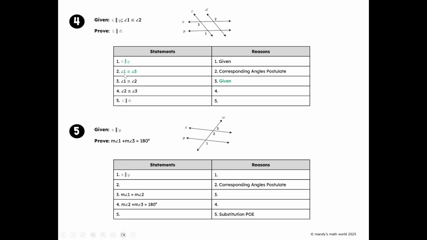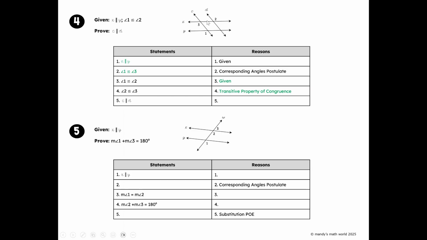Well, I've written angle 1 is congruent to angle 3, and angle 1 is congruent to angle 2. And if two angles are congruent to the same angle, then they're congruent to each other by the transitive property of congruence. And I've stated angle 2 is congruent to angle 3.